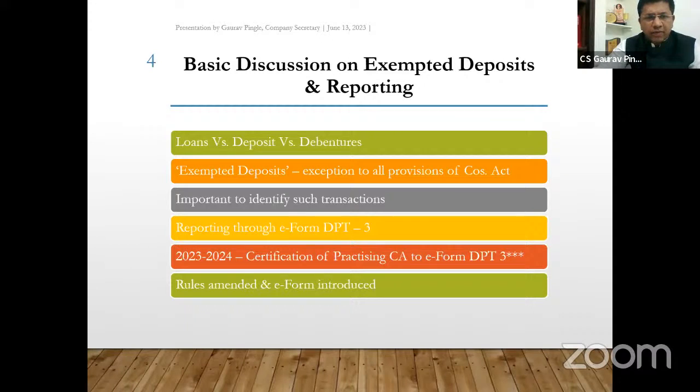So this is broadly what we discussed in point number 1, which is loans and deposits. Again, just for the purpose of repeating, as of now there is no distinction between loan and deposit for the purpose of compliance with the provisions of the acceptance of deposit rules and DPT3. We will be discussing all the points given on the screen over a period of time.